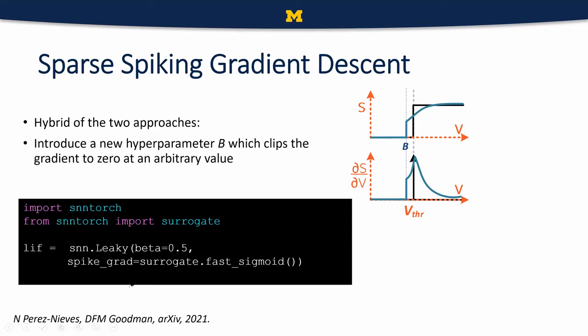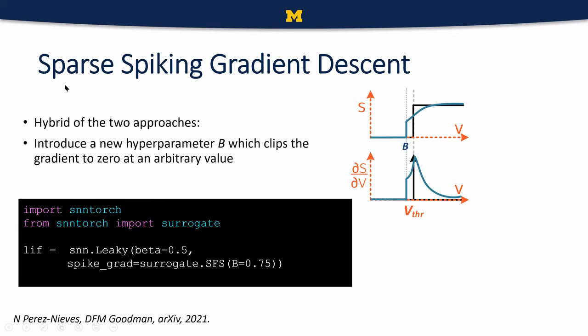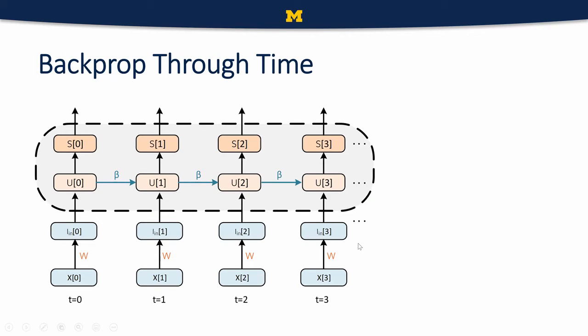If you want to integrate a surrogate gradient, all it takes is defining your spike grad as surrogate.fast_sigmoid. Alternatively, if you want to implement this sparse spiking gradient descent, call it a sparse fast sigmoid, and you can parameterize it with B. So that's all I want to say about hacking the gradient. Let's go and backpropagate through time.